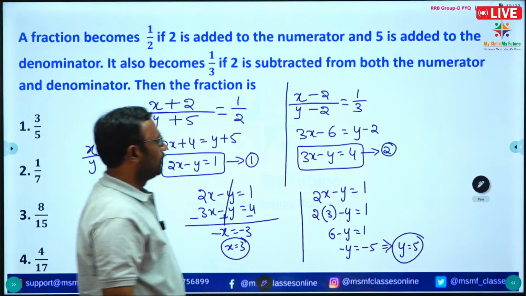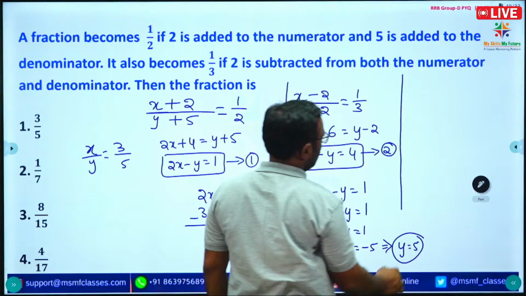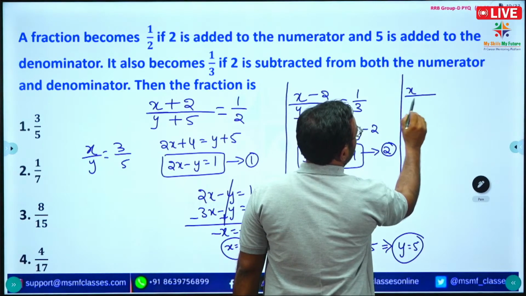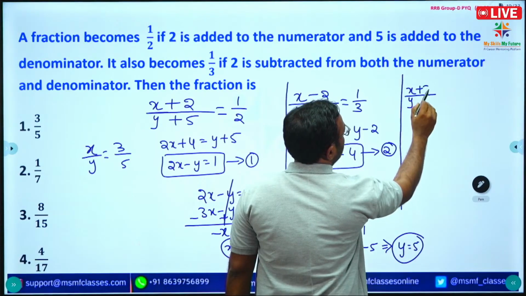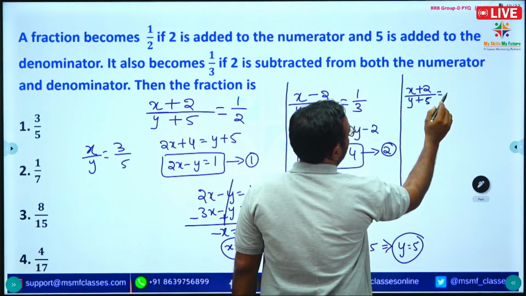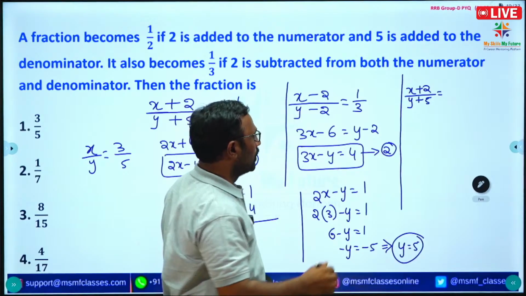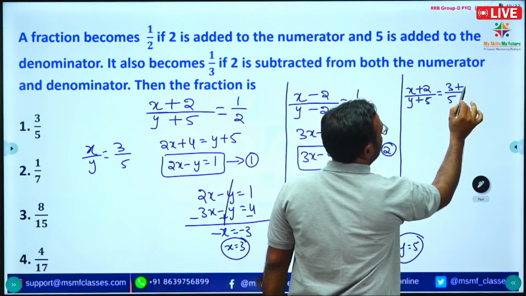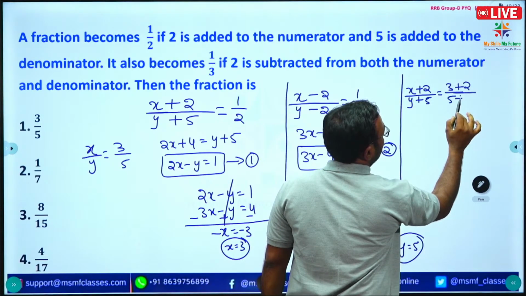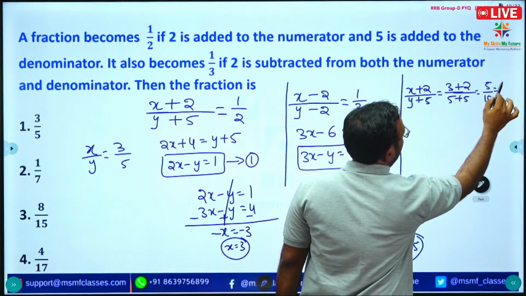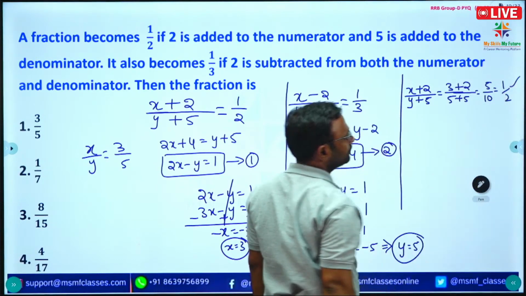So, just substitute the values according to the question. Our answer is 3 by 5. They given x by y is one fraction, if 2 is added to the numerator and 5 is added to the denominator, the fraction becomes 1 by 2. So, here x is equal to 3, y is equal to 5. If 2 is added to the numerator, 5 is added to the denominator, 5 by 10 is nothing but 1 by 2.